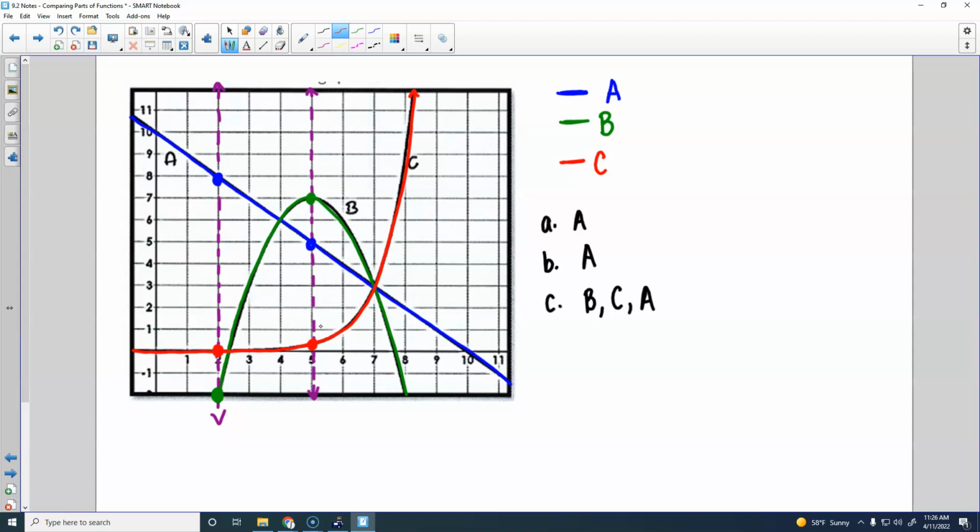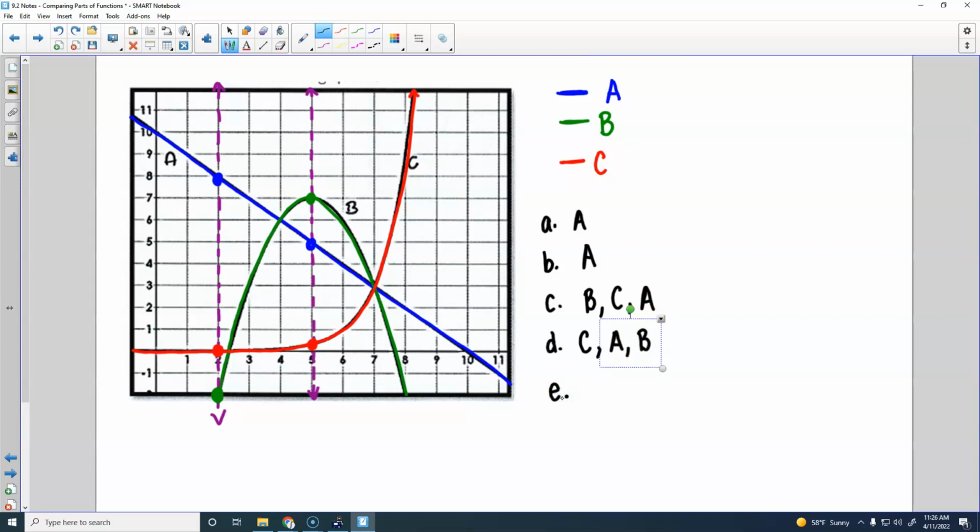All right, Julian, what did you get for D? Looking for least to greatest. It's the one I got drawn right here. X equals 5 is this vertical line. Which graph's the lowest? Yep. And then the middle. Good. And then B. So you have C, A, B for that one.